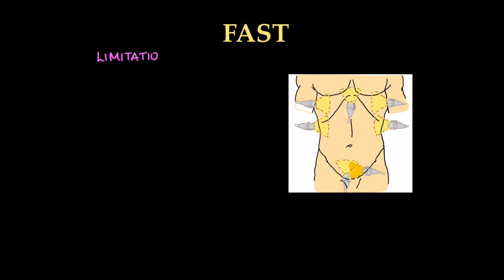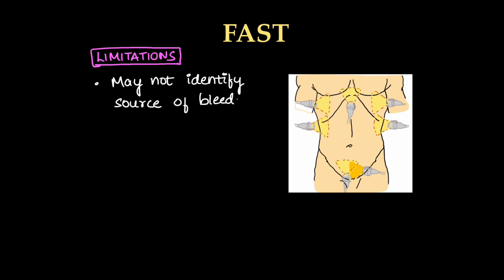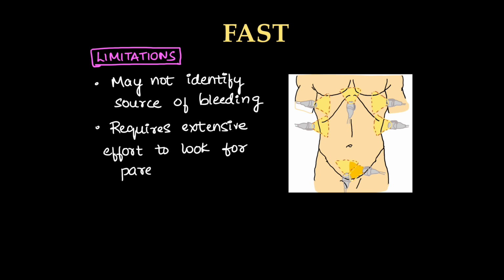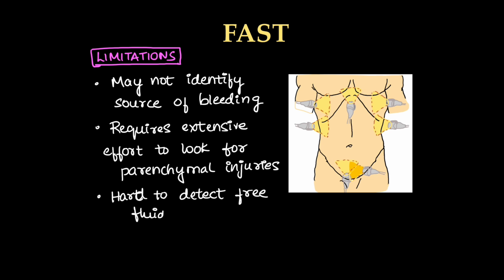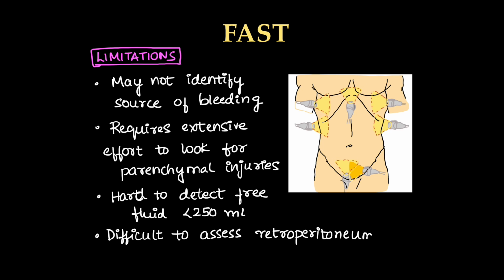Ultrasound FAST has its limitations, which are the following. We may not be able to identify the source of bleeding in ultrasound, and this may require extensive effort to look for parenchymal injuries, especially if there are small injuries. Next, it is hard to detect free fluid if the fluid is less than 250 ml. It's also difficult to assess the retroperitoneum in ultrasound. Also, it's very difficult to assess any injuries in obese patients.